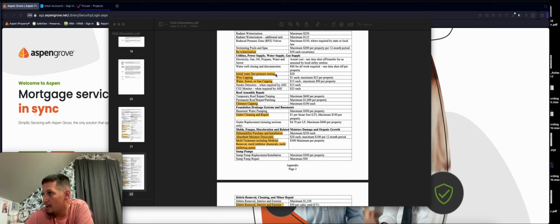Chimney capping. So it's got on here $100. $75. No. Anytime we've had to do chimney caps or cap a chimney, I've always bid them.